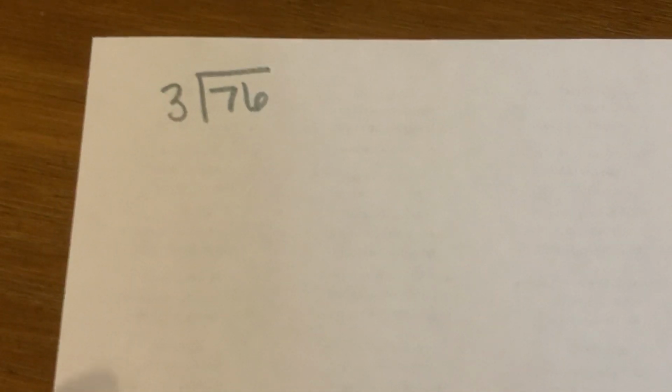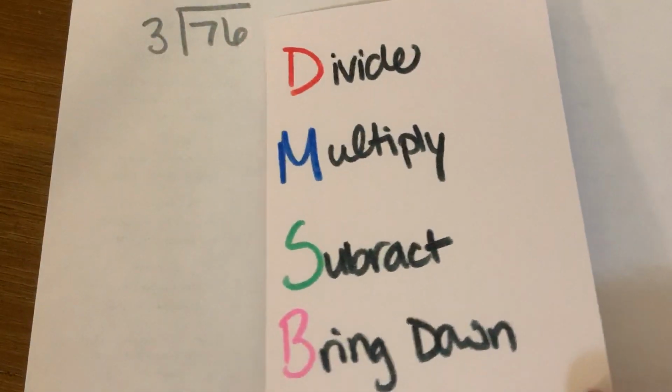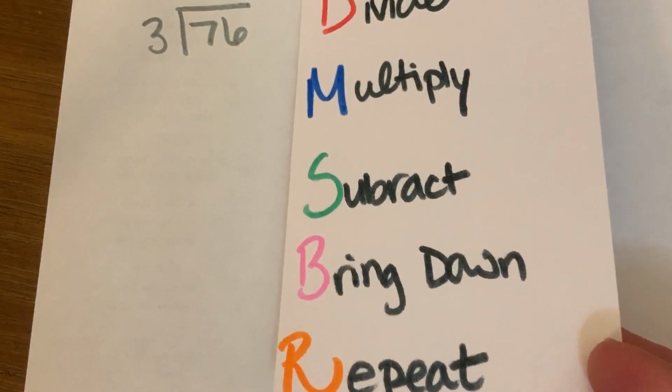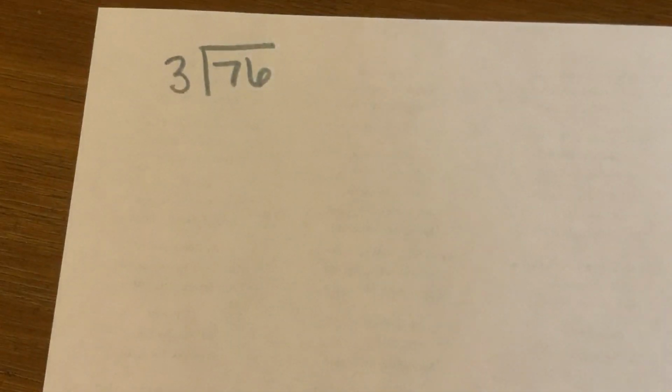And we're going to go ahead and solve this problem. We're gonna solve 376. So 76 divided by 3. I want you to go ahead and do that on your own. Use your slider if you need it, or looking at divide, multiply, subtract, bring down, repeat. Looking at that stuff.